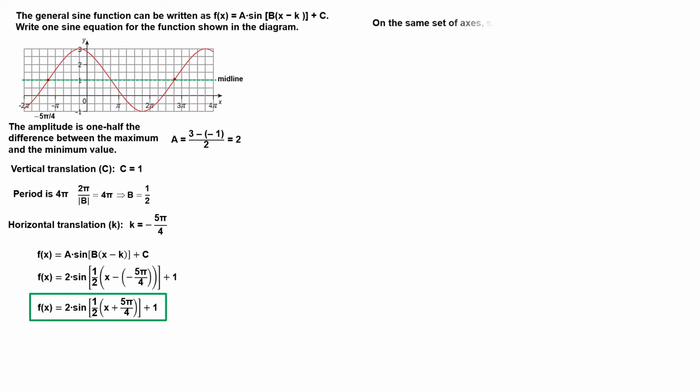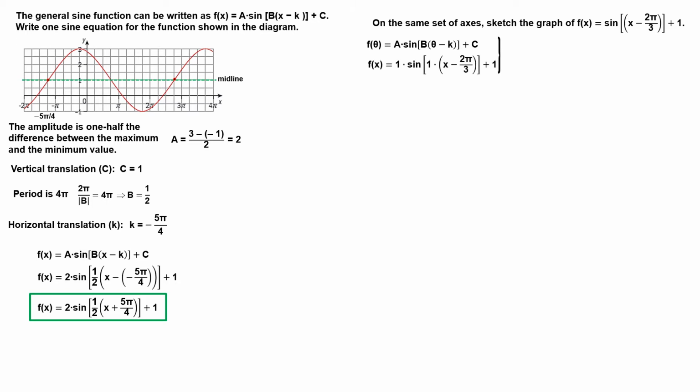On the same set of axes, sketch the graph of the function. We start by comparing the function given with the general sine function. We now see that the amplitude is 1 unit, the vertical translation is 1, and the value of b is 1, so the period is 2 pi radians. K equals 2 pi over 3, so this is the horizontal translation.